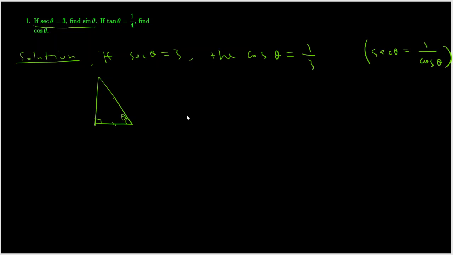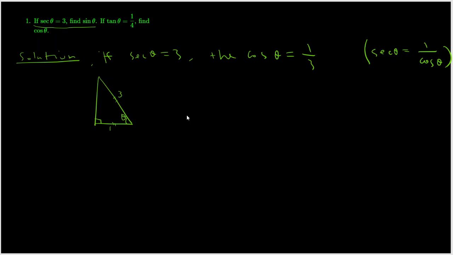Now cos of theta is 1 over 3. In the triangle you want to make adjacent 1 and the hypotenuse 3, and then you can solve for opposite. So what is the opposite?